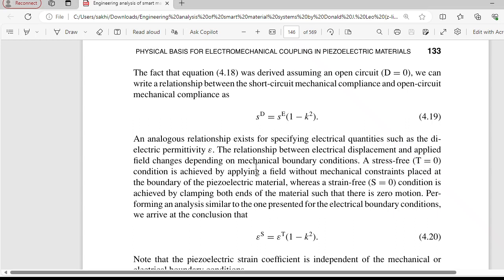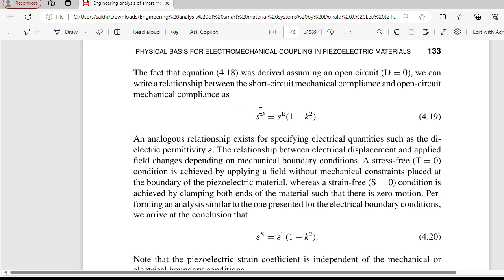Hello everyone. In this lecture on piezoelectric materials, we will see how to prove this relationship. Here, small s is the compliance, and small s superscript d means compliance at the zero electric field or the short circuit condition, and s superscript E means the open circuit or zero electric displacement condition. K is the coupling coefficient. So we will see how we can prove this relationship.